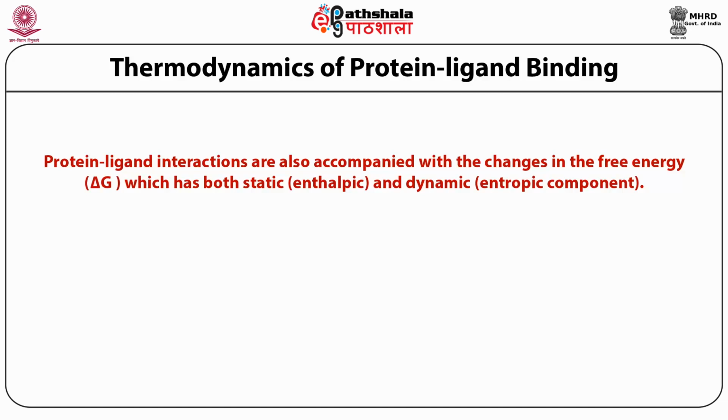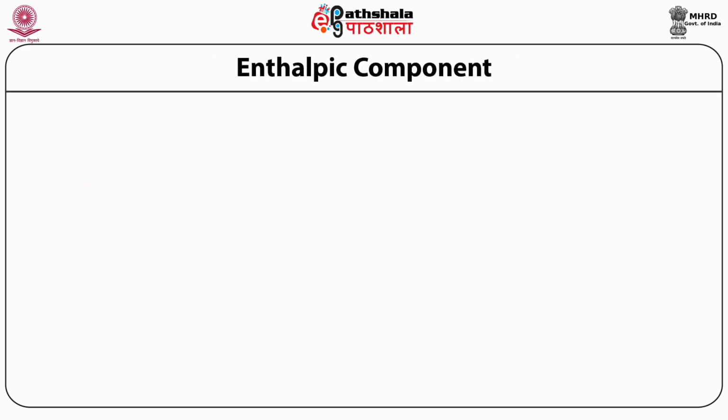So, protein ligand interaction is simple, a reaction between two species A and B, and as for every reaction, it is accompanied by free energy change, which has two components, enthalpic and entropic. Enthalpic component is also known as static component, and entropic component is called dynamic component. So, delta G is equal to delta H minus T delta S. So, what is enthalpy component?